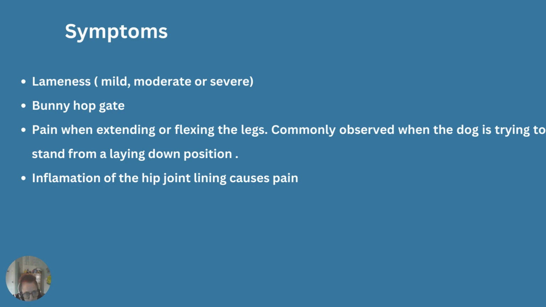Lameness can be mild, moderate, or severe. Any of those should be checked out by a veterinarian immediately. Bunny hop gait, that is when the legs in the hind area during locomotion stay stiffened and it looks like they are hopping from behind. It looks cute, but it definitely means something is not working correctly.